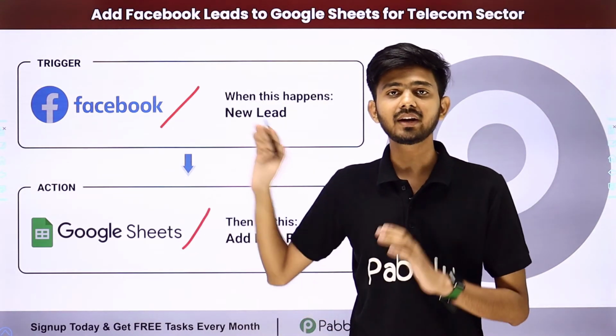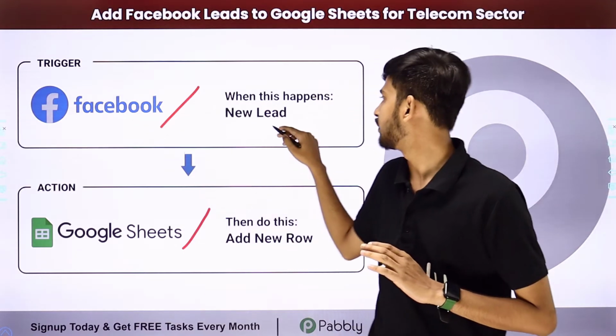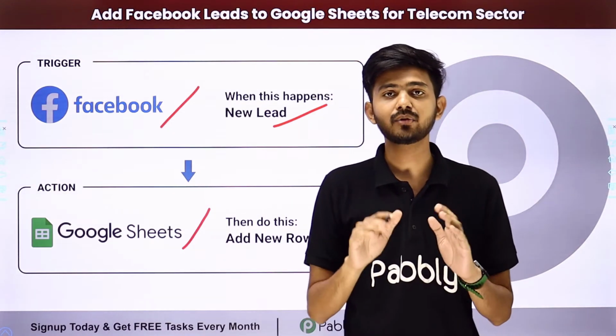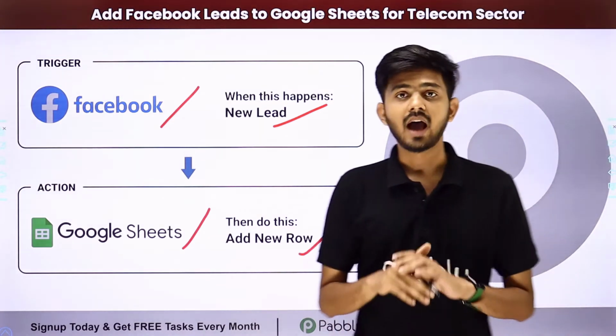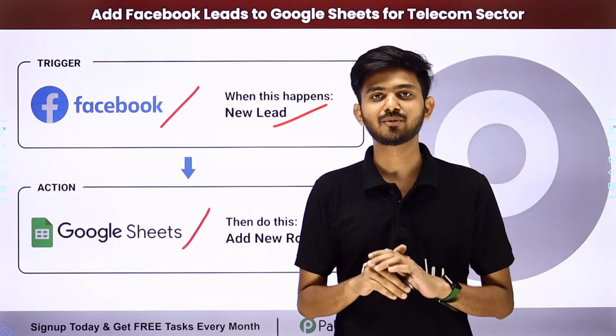So whenever a new lead is generated in our Facebook lead ads, it will work as a trigger event for us, and a new row will be added automatically in Google Sheets, which will work as an action event for us. How are we going to do that? For that, let me take you to my computer screen.